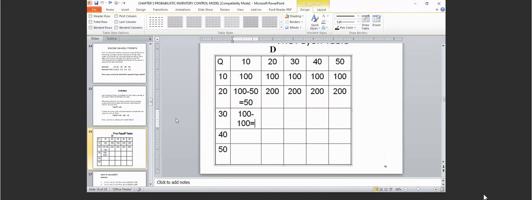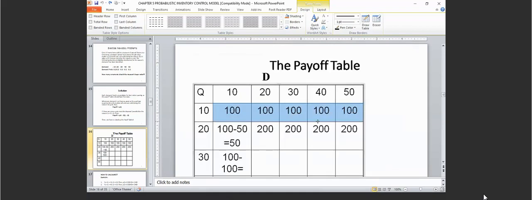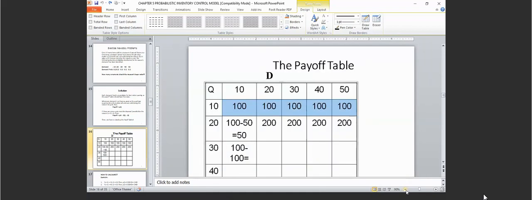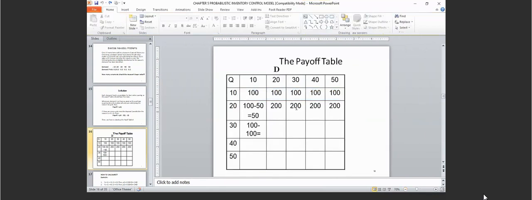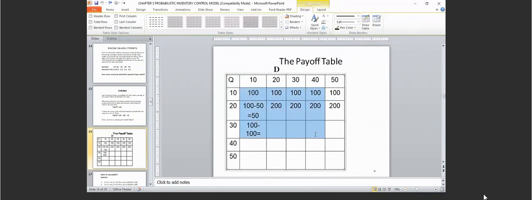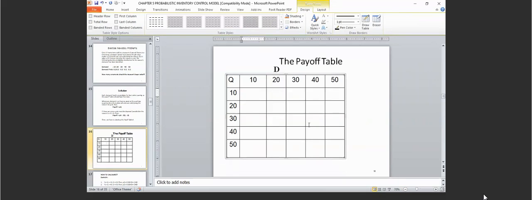Doktor, yang 100 kat bawah demand tu apa? Yang mana satu? Yang semua sama, 10, 20, 30, 40 sama je. Yang nilai bawah ni. Oh ni, yang ni adalah expected profit. Di dalam ini semua, dalam peta ni, yang saya highlight ni, adalah expected profit.